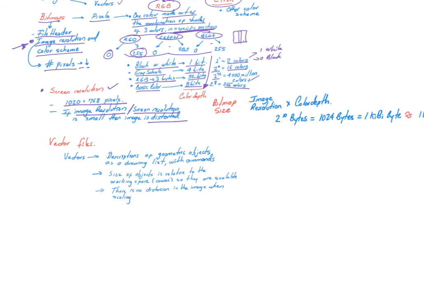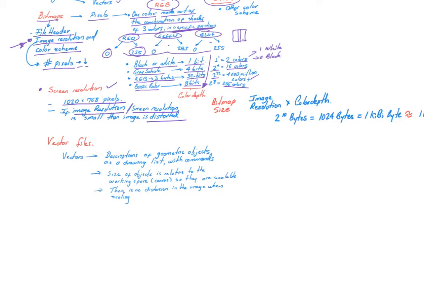Now, talking about the concept of color depth, we can calculate the bitmap size using the image resolution, which is the number of pixels that we have for horizontal and vertical, right? And with the color depth, which is the number of bits that we use.